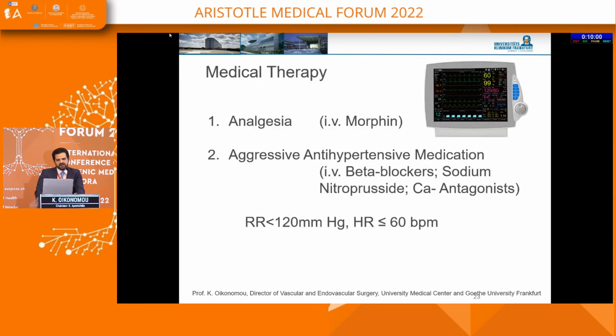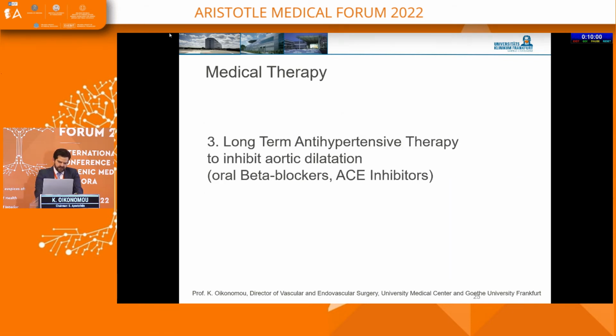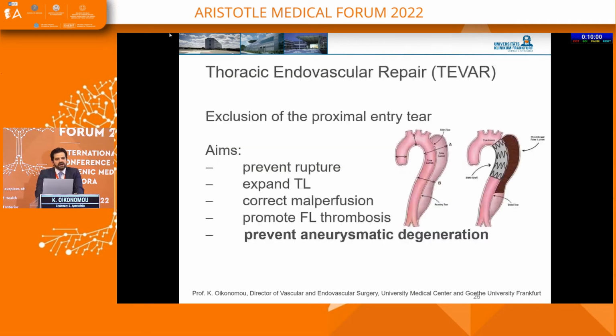So the options that we have are, first of all, the best medical treatment with analgesia and antihypertensive medication. The patient is admitted to the ICU and is controlled a couple of times with CTAs. And if the dissection is stable, then we proceed to administer long-term antihypertensive therapy to inhibit aortic dilation. The second option is to treat this acute event and exclude the primary entry tear in the descending aorta with an endograft in order to prevent rupture, to expand the true lumen, to correct malperfusion, and last but not least, to prevent aneurysmal degeneration in the midterm.